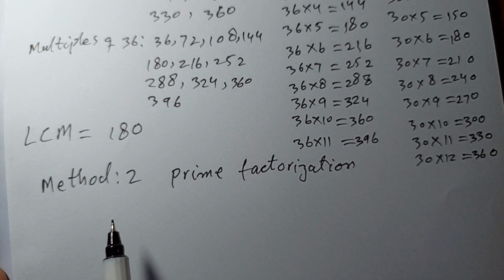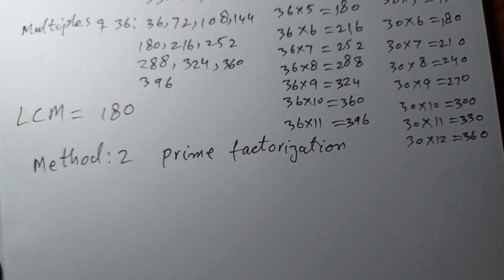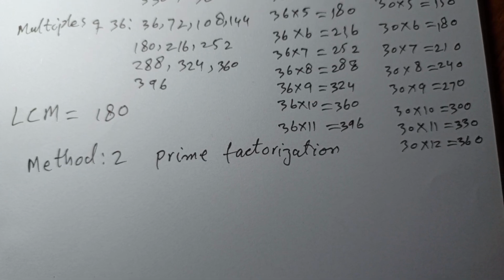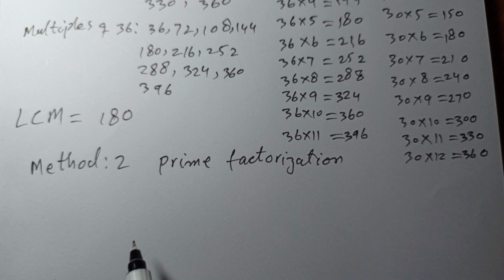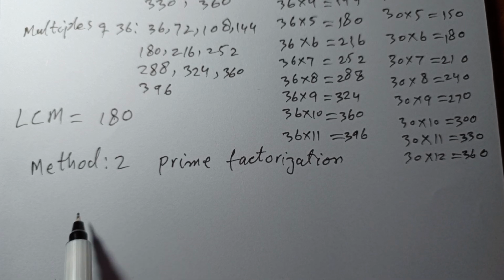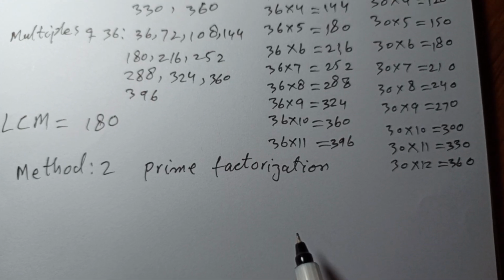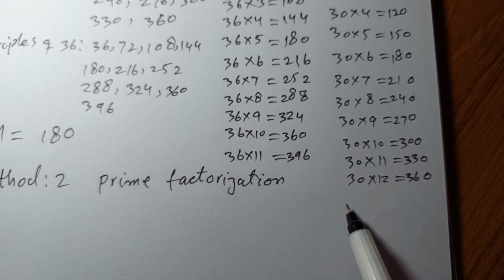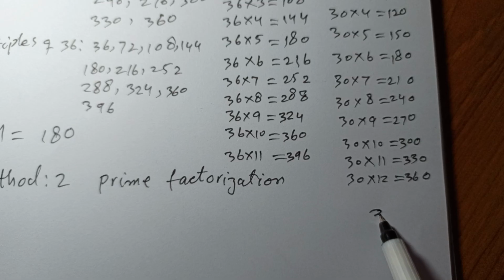Now I am going to discuss the second method, prime factorization. Now we will find LCM by prime factorization. Let us start here. You will find the prime factors of 30 and 36. Now I will write 30 here to get its prime factors.